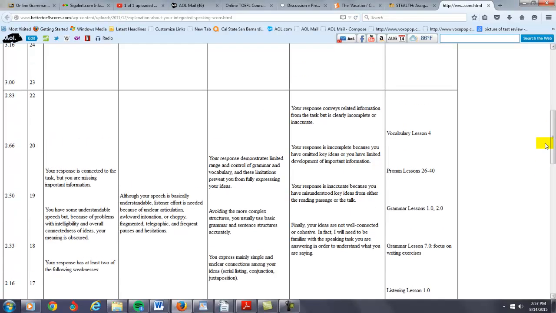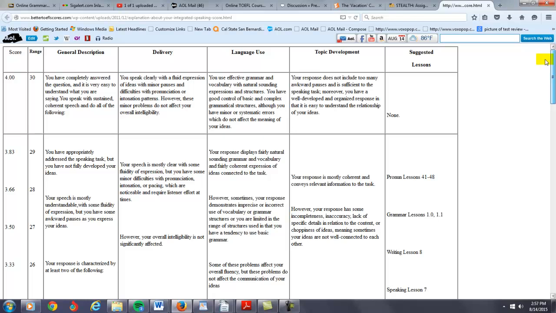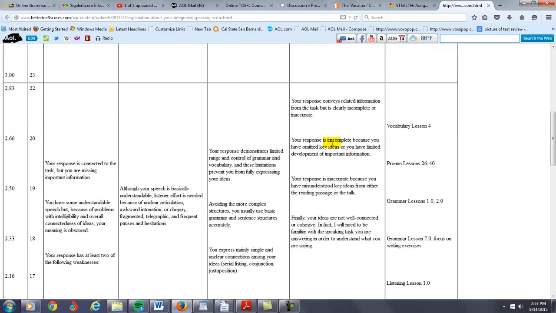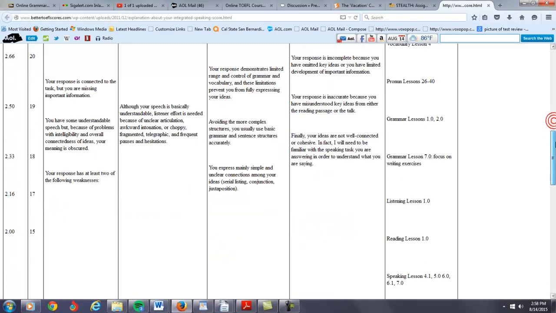Alright, so let's look at 2. It says, this is the important thing, I think your biggest weakness is topic development. You have omitted key ideas. You have limited development of important information. Yes, yes, yes. Your ideas are not well connected or cohesive. In fact, I will need to be familiar with the speaking task you're answering in order to understand what you're saying. I'm also going to say yes on that.